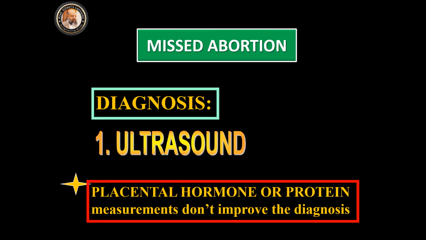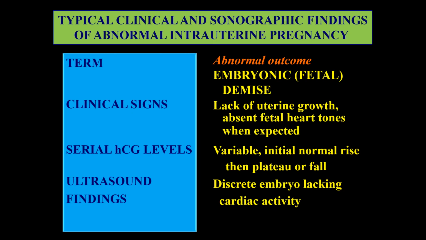Then comes missed abortion. On ultrasound, the diagnosis will be possible, but placental hormones or protein measurements don't improve the diagnosis. The typical clinical and sonographic findings of abnormal intrauterine pregnancy: there will be lack of uterine growth, absent fetal heart tones when expected, and there will be variable initial normal rise, then plateau or fall. On ultrasound, there will be a discrete embryo lacking cardiac activity.